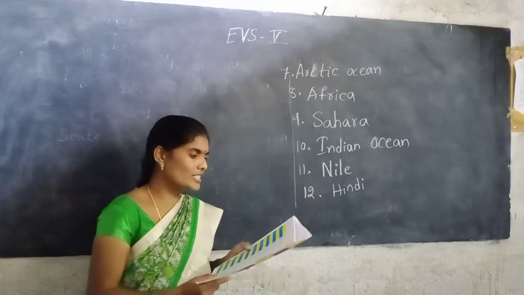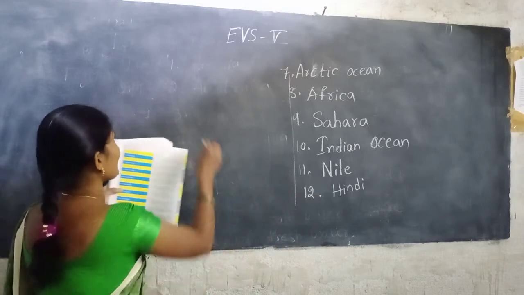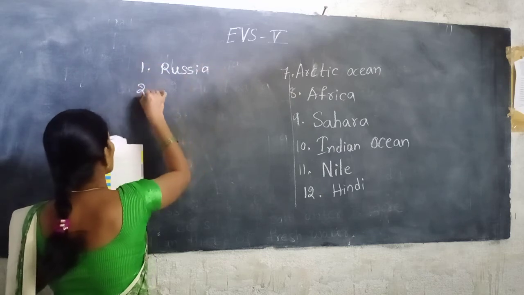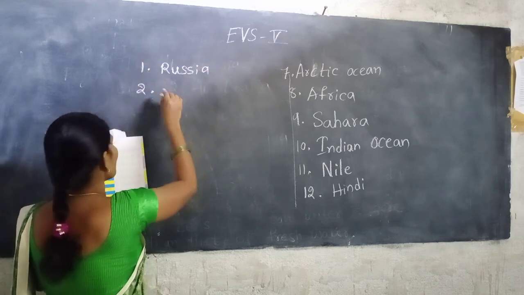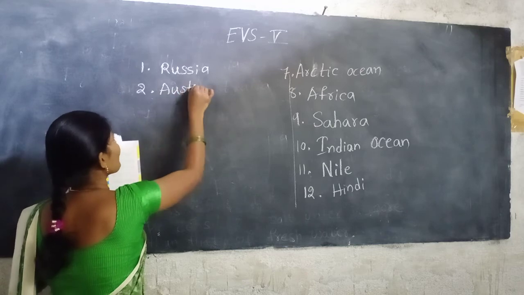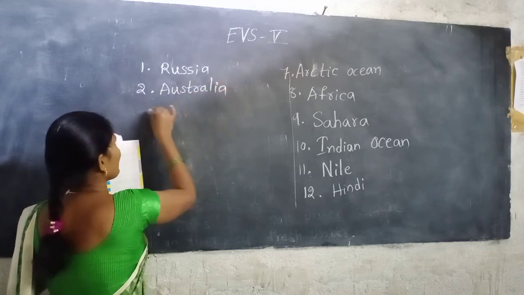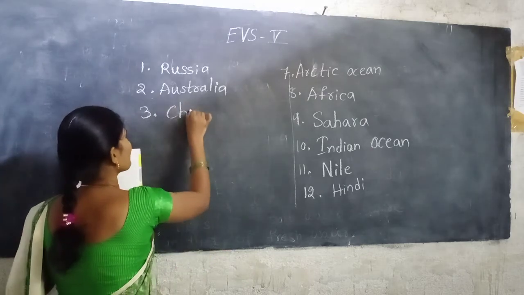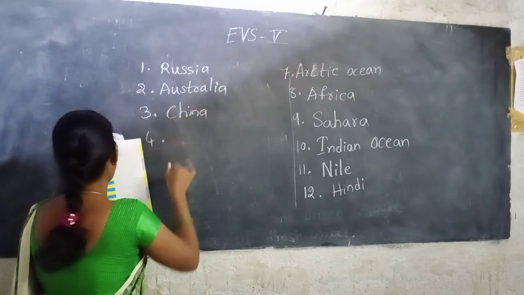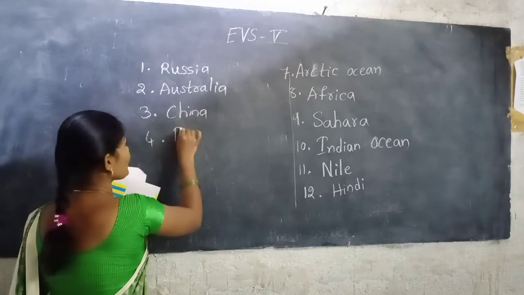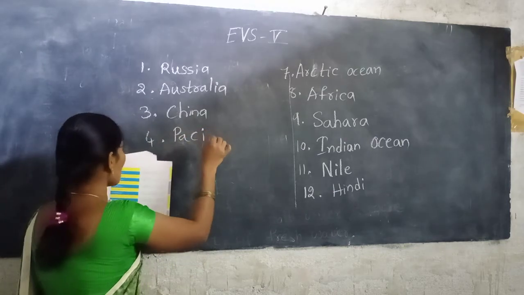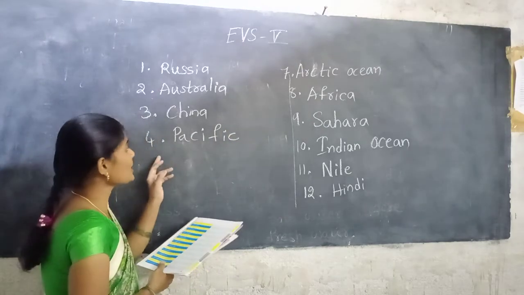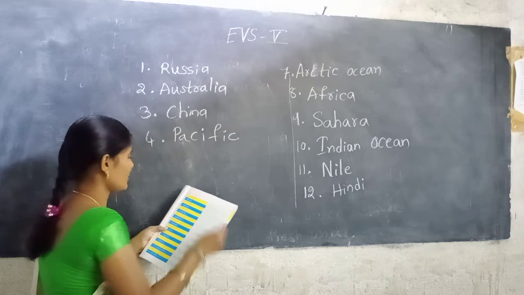Wait, once check your answers, everybody. The largest country, Russia. And the island continent is Australia. One is missed, wait, check your answers. The most populous country, China. And the largest ocean, Pacific. The largest ocean is Pacific Ocean. It is missed.